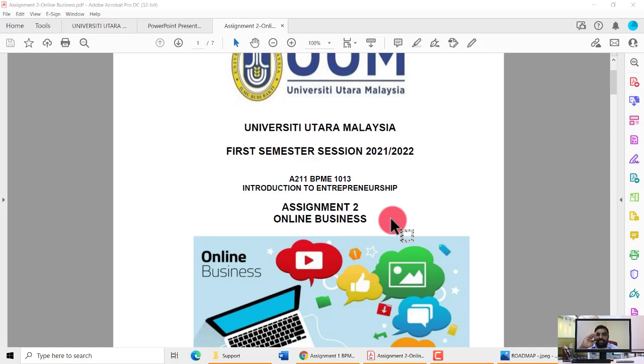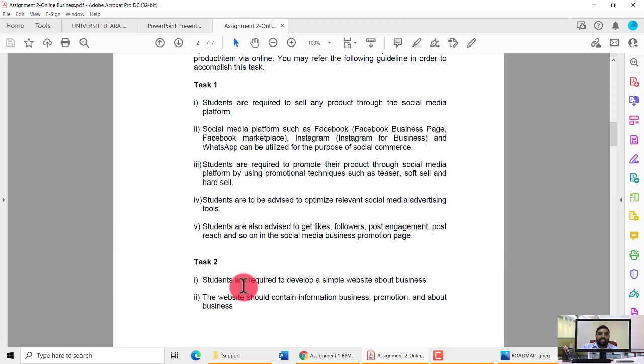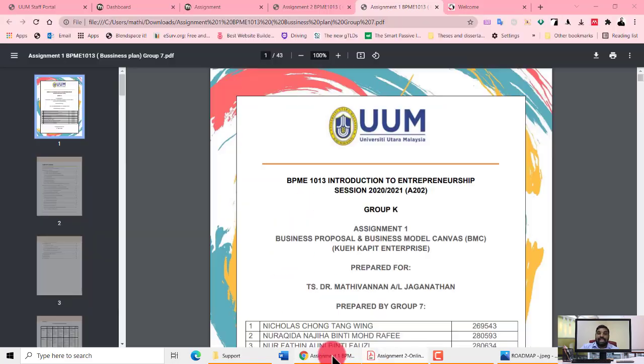It's just a print screen. You have to put all the print screens according to the list that I have provided here. Task 1 and task 2. Task 1, you have to sell a product, and task 2 is you have to build a website. Let us see an example.